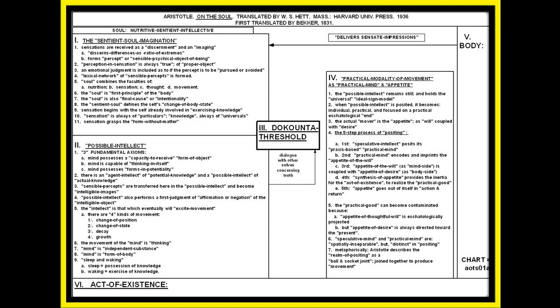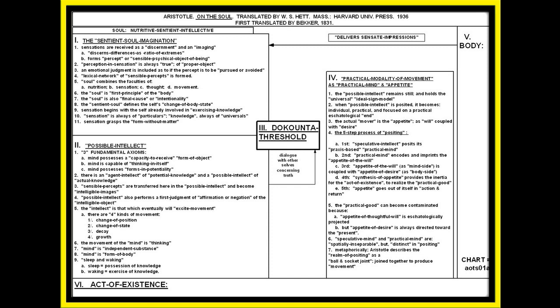Okay, welcome back. It is 9/6 of 2015. Having just completed our look at Aquinas and the doctrine of the soul, we need to look at his source material, and his source material was Aristotle on the soul. We're going to look at the original manuscript by Aristotle, in a 1936 English translation by W.S. Hett, published by Harvard University Press.